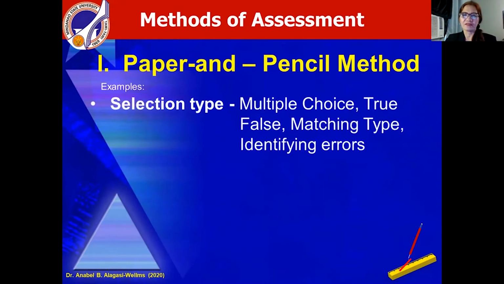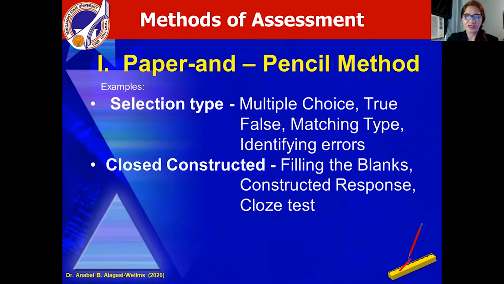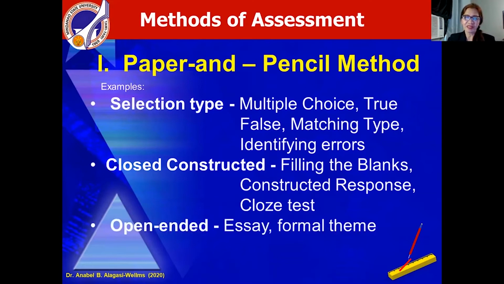The paper and pencil method. Example, selection type. Have you prepared this in your classroom? I know you have prepared this already. You have the multiple choice, the true-false type, the matching type, identifying errors. These are familiar to you. You also have the closed constructed type, the filling the blanks, the constructed response, the cloze test, which I have already explained in my previous session on developing the 4 macro skills. And then the open-ended type, which is the essay and the formal theme. All of these are considered paper and pencil method.